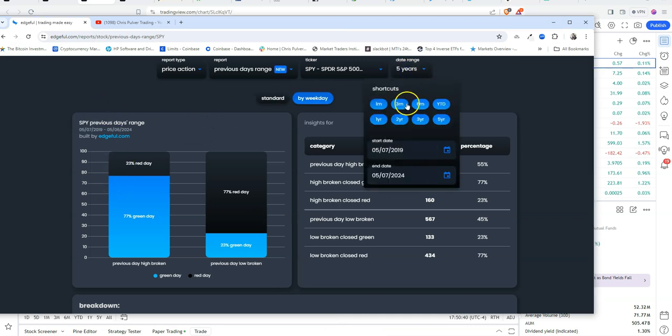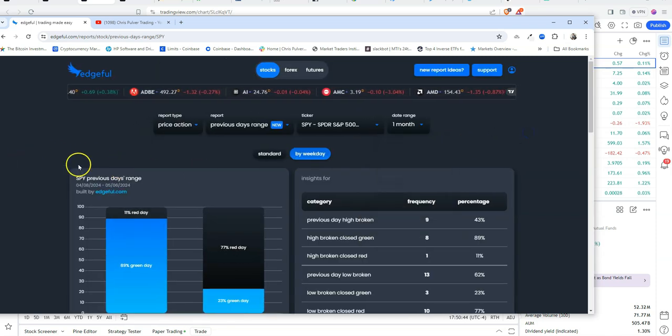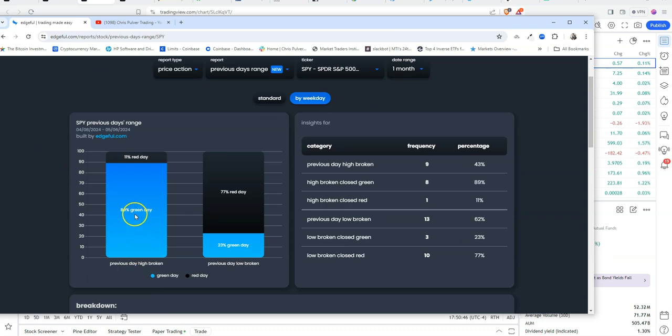Right. And you can drop down. I'm not even sure what the data is. Even better. So if we close above the day's high, 89%, we just stay above and close green on the day. Break the previous day's low, 77% chance.